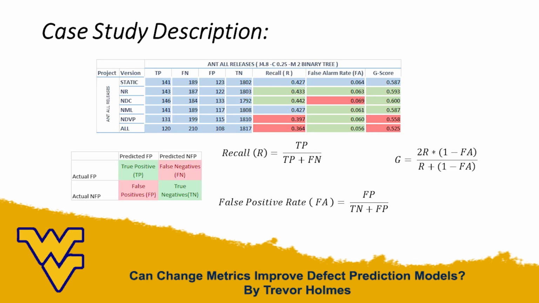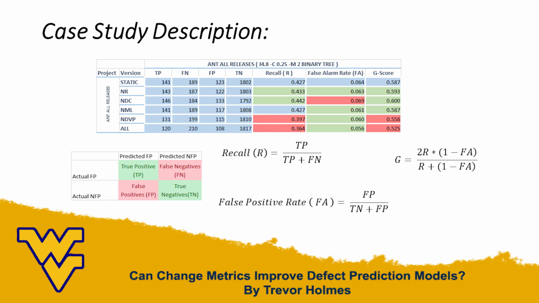So on this slide, you can see how we recorded the results of the testing and training of our decision trees. We did this for every single data set. There are the formulas there for recall, false positive rate, and the G-score. And there's also a sample of the confusion matrix we used. As you can see in that little table, the confusion matrix is recorded there, and we use that to calculate the scores.